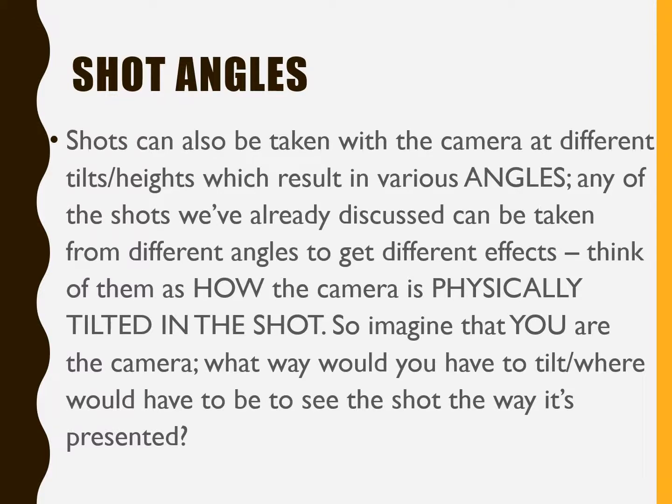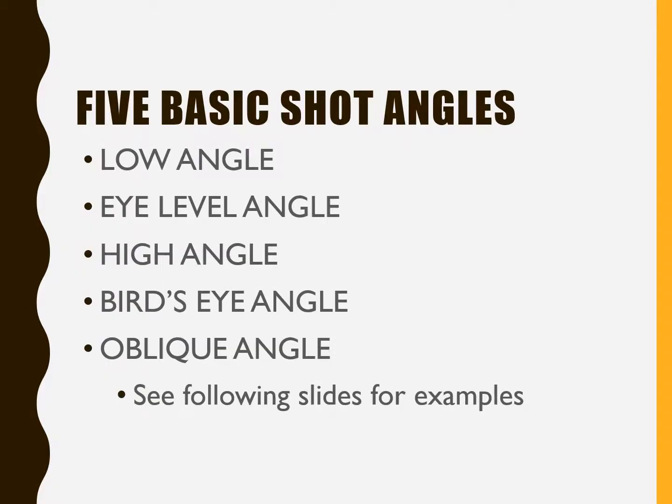Shots can be taken with the camera at different tilts or heights, which result in various angles. Any of the shots we've already discussed can be taken from different angles to get different effects. Think of them as how the camera is physically tilted in the shot. So imagine that you are the camera. What way would you have to tilt? Where would you have to be to see the shot the way it's being presented, right? So there are 5 basic shot angles. We're going to go through them quickly. Low all the way to oblique.